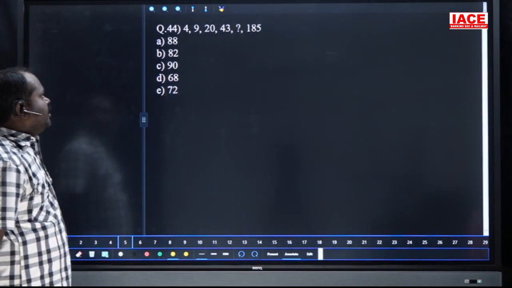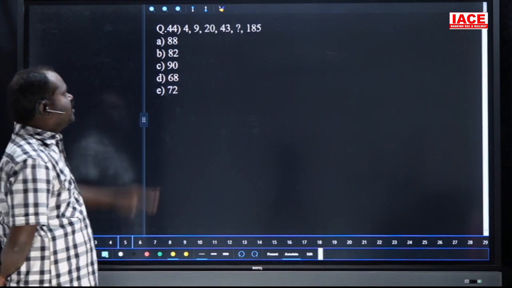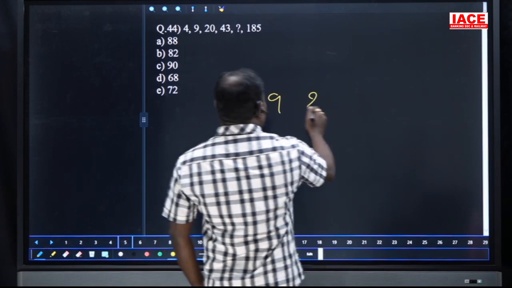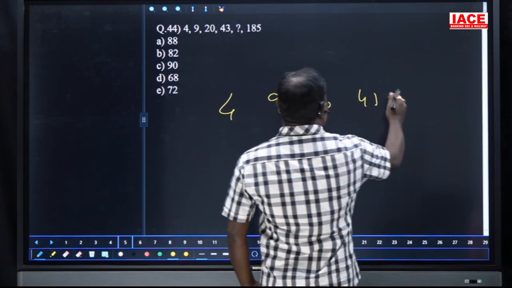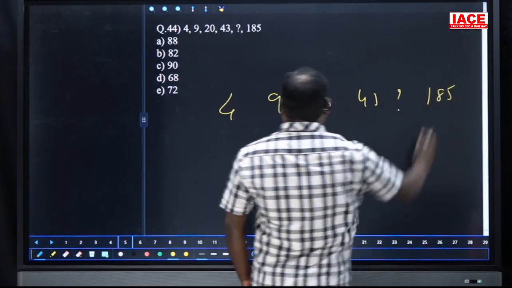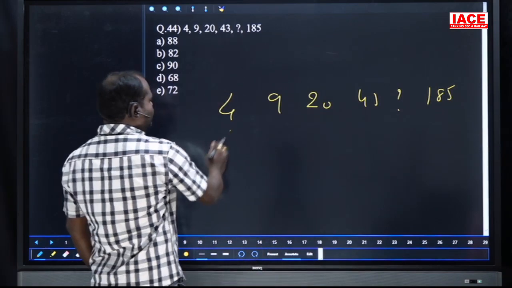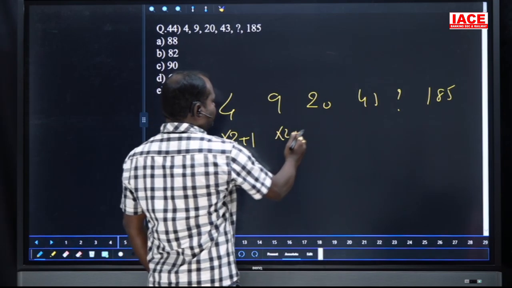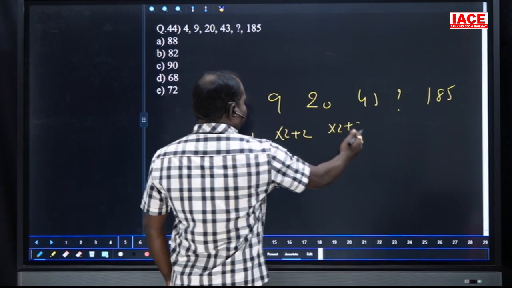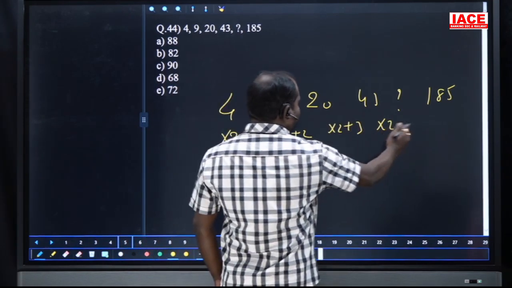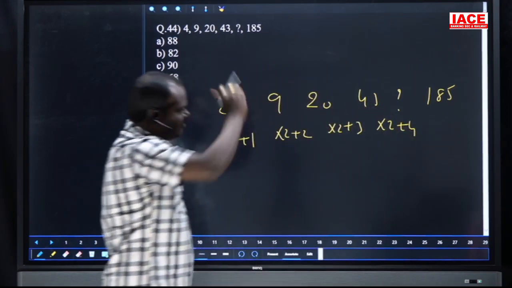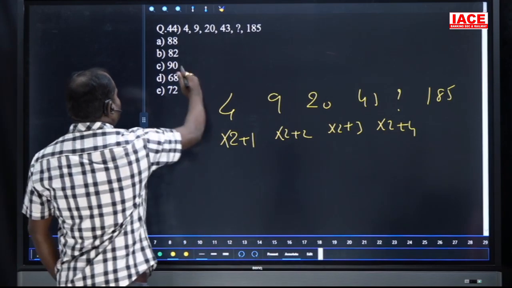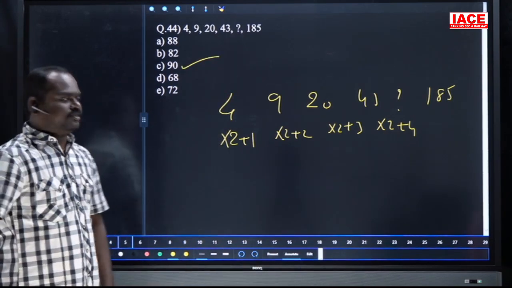Next: 4, 9, 20, 43, question mark, 185. This series has a slightly higher level of increment. If you observe, it is into 2 plus 1, into 2 plus 2, into 2 plus 3. Next should be into 2 plus 4. 43 into 2 is 86, plus 4 is 90. That is option C.